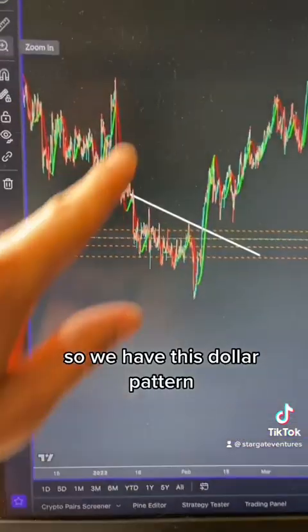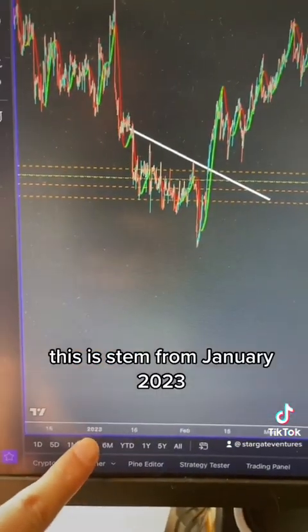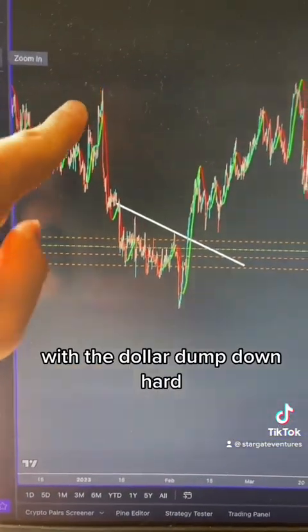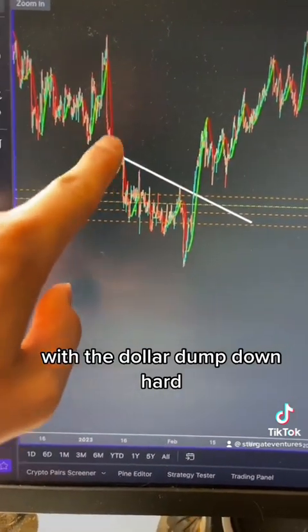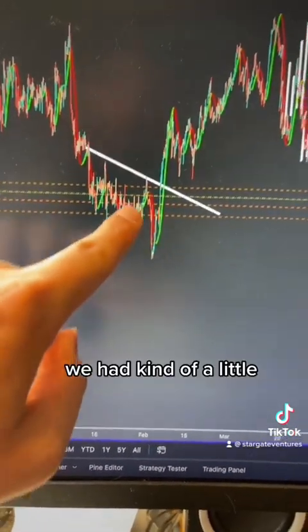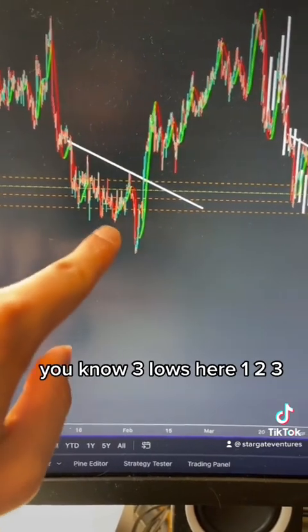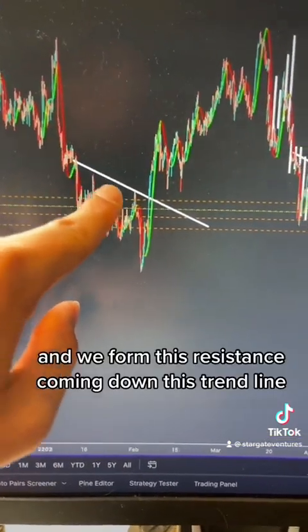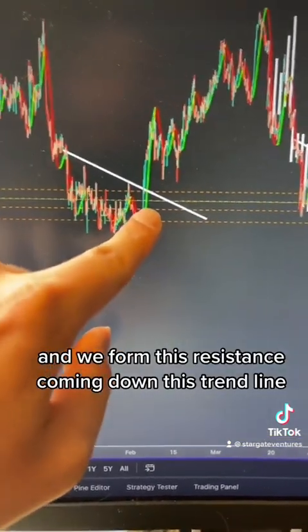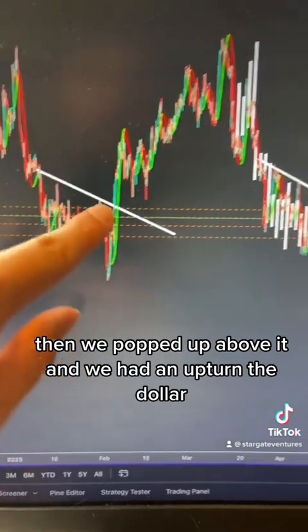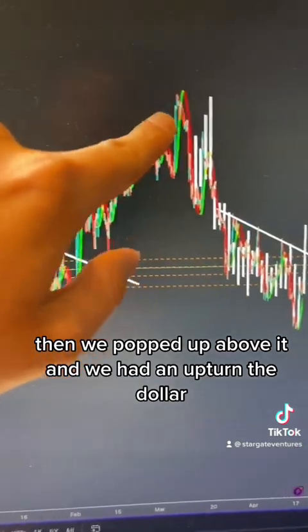So we have this dollar pattern. This is stemming from January 2023. We had the dollar dump down hard. We had kind of a low, three lows here, 1, 2, 3. And we formed this resistance coming down this trend line. Then we popped up above it and we had an uptrend in the dollar.